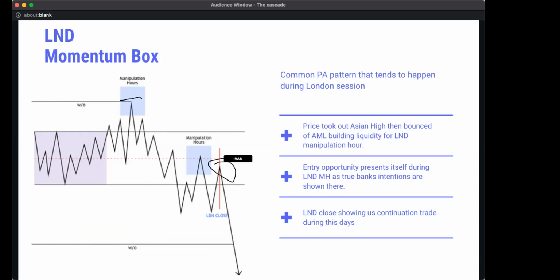Then we have London close giving us a reversal. London close is pretty much very accurate. You'll notice if you put any kind of indicator and put it on 17 p.m., London close is pretty much accurate. London close tends to take, like I said, New York session peak. Okay.